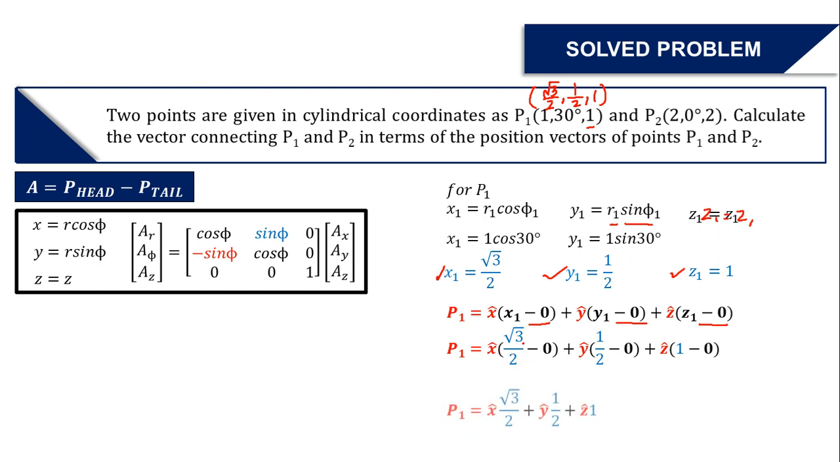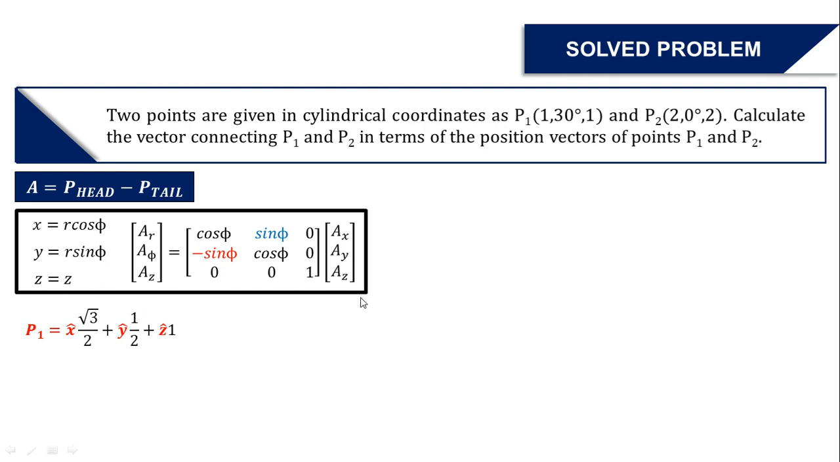Okay. And then, yung ating position vector sa point 1 has this equation. Okay? So, P sub 1 is equal to x hat square root of 3 over 2 plus y hat 1 half plus z hat 1. So, tabi lang na muna natin yan dito, ha? Tabi lang muna natin yan dyan. Then, kunin naman natin yung position vector ng point 2. Okay?